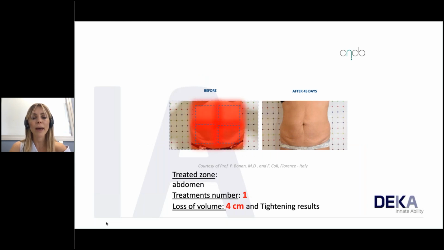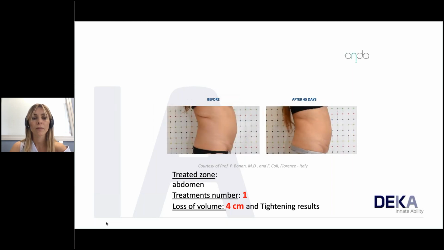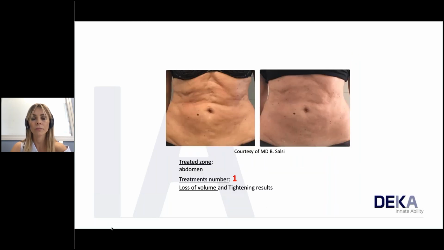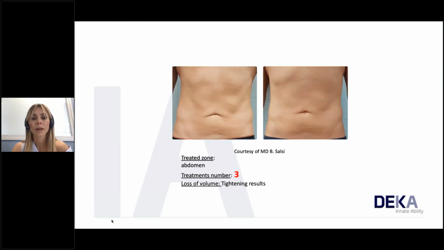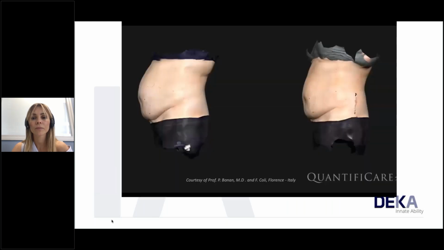And we also had an improvement even of the flanks. And you can see better in this image the improvement. Also in this case, we had a loss of volume and tightening result after 1 treatment session. And even here, you can see the reduction in wrinkles in the upper part of the belly button. Again, the improvement in tightening.